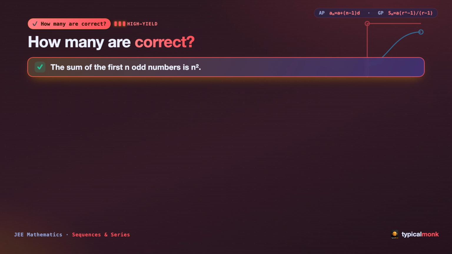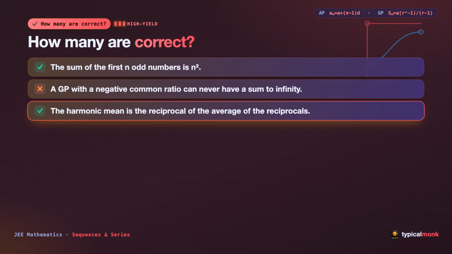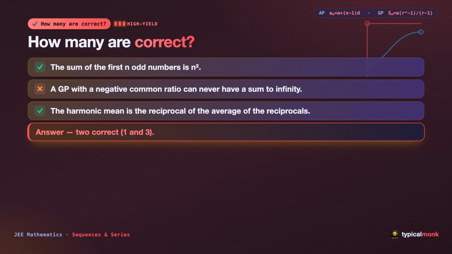Here is a favorite GP format. I read some statements, you silently count how many are correct. Statement 1. The sum of the first n odd numbers is n squared. Hold your verdict. Statement 2. A GP with a negative common ratio can never have a sum to infinity. Think before you answer. Statement 3. The harmonic mean of two numbers is the reciprocal of the average of their reciprocals. So, how many are correct?